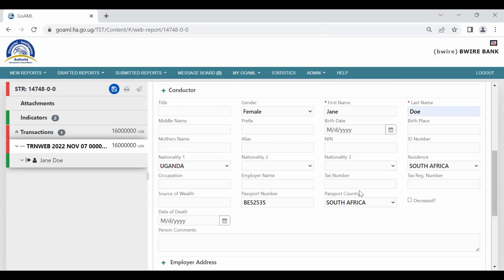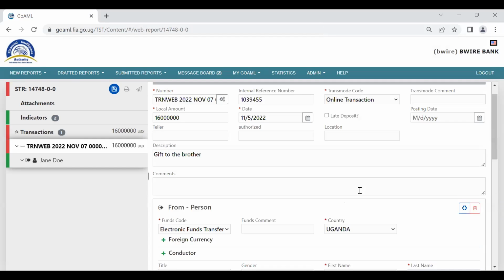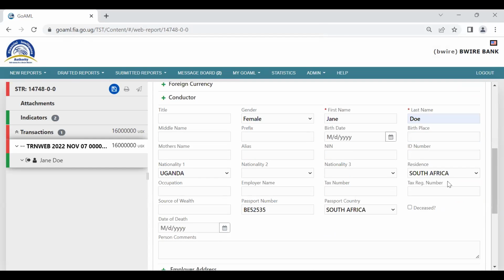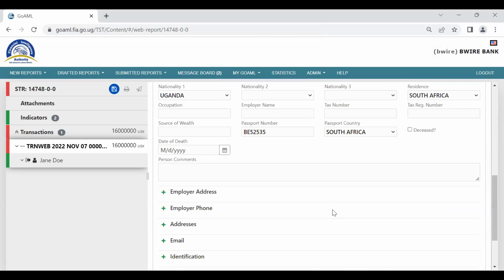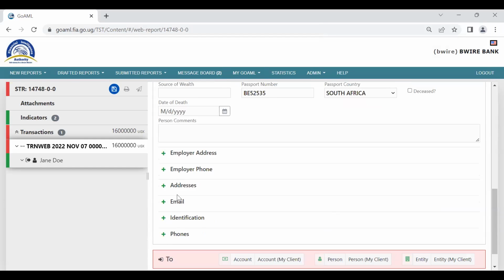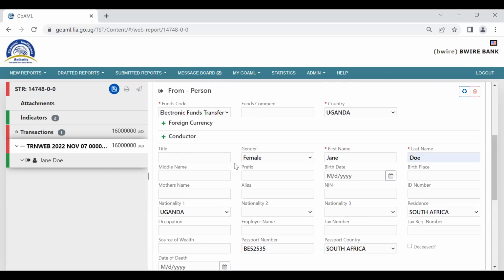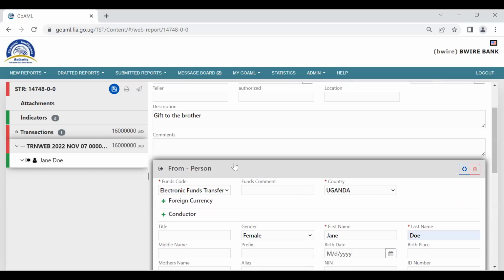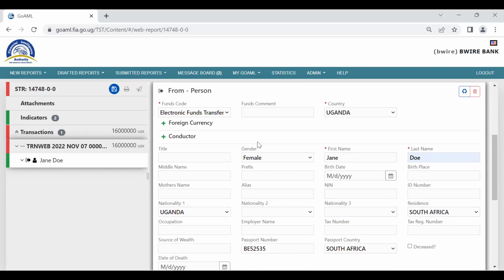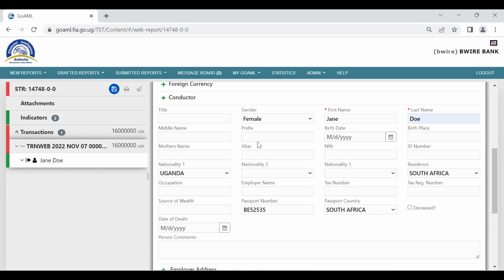So basically, these are the details I have about the person sending the money: the name, the residence, we know they are based in South Africa, the nationality, and probably the passport details. I do not have their phone details, address details, and anything because they are sending from that side. Probably I do not have all these details on them. So any questions on the from person? So we look at the to person.